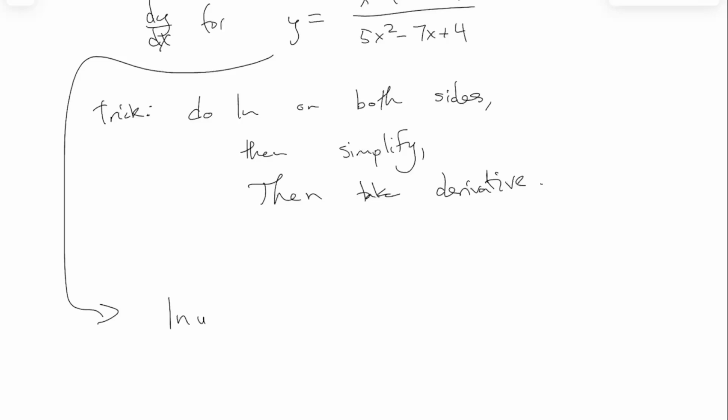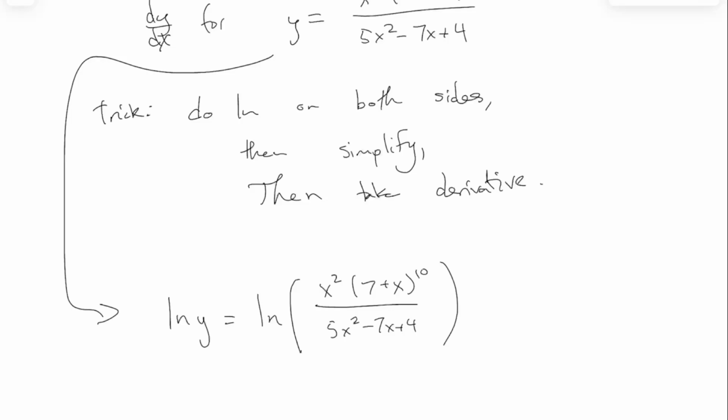All right, so it's ln y equals ln of the whole right-hand side, like so. 5x squared minus 7x plus 4. Okay. Then simplify. Now you can't do anything on the left side. I'm just going to leave ln y on the left side. But on the right-hand side, you can simplify that business using our rules.